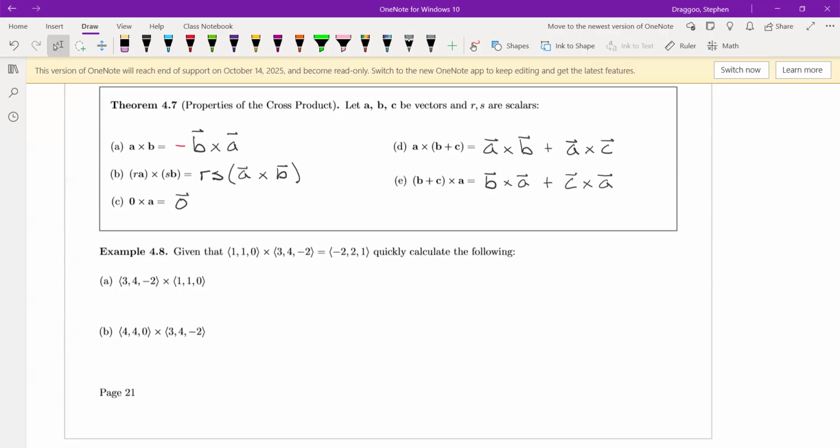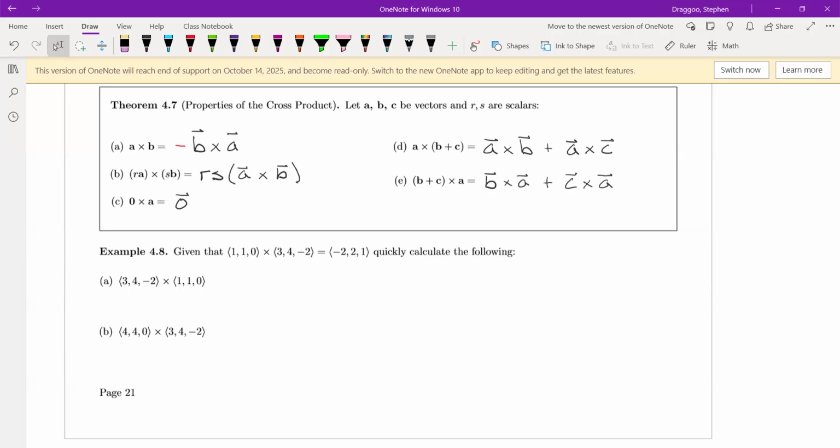If I have scalars being multiplied into the vectors that I'm taking the cross product of, I can factor those out. So if I've got a scalar R being multiplied into A, and a scalar S being multiplied into B, I can pull both of those out. Just do the cross product of A and B and then just multiply those scalars in at the end. Oftentimes it's a little easier to run a cross product that way.